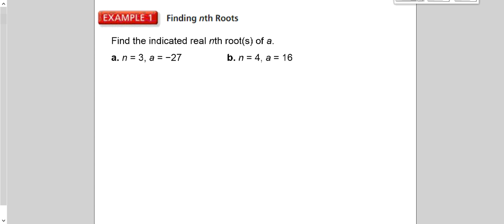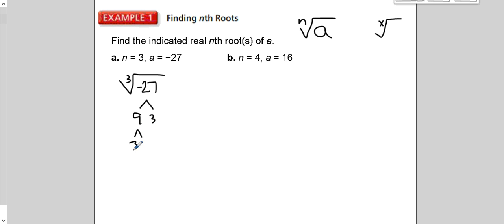Find the indicated real nth root of a. So we want to find the nth root of a. But we're going to use this a and n that they gave us. So the nth root, so the cube root of a. Now, a lot of calculators have an nth root. It'll show up as an x with a radical. But we can also break this down into prime factors. 27 is 9 times 3. 9 is 3 times 3. So this is 3 3s.